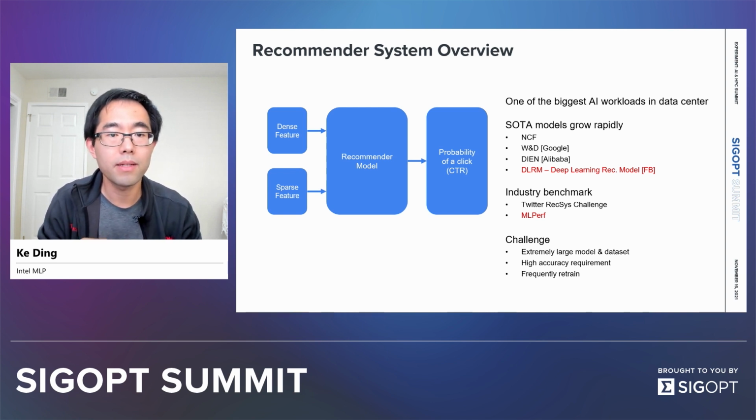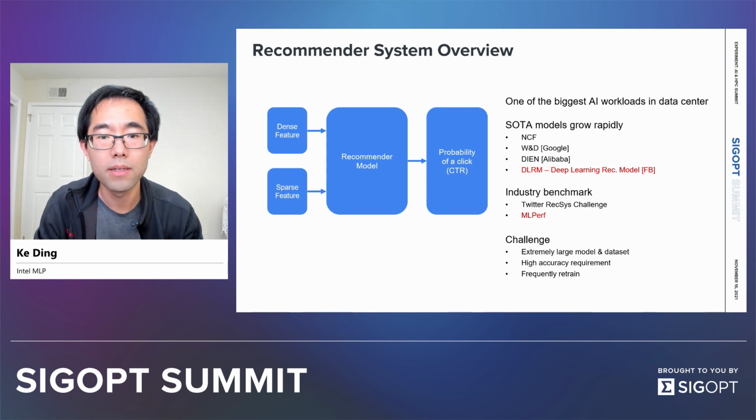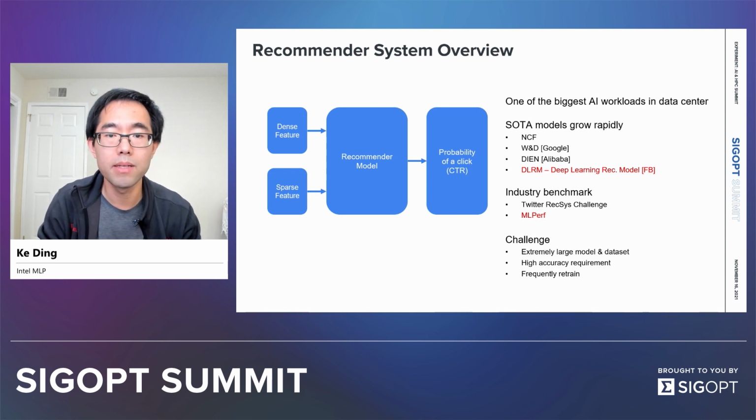With both dense and sparse features as input, they pass through the recommendation model and generate an output. The most commonly used output of the recommendation system is the probability of a click, also called CTR, click-through rate. It indicates, with all the dense and sparse context features presented now, whether the user will end up accepting the recommendation or not.